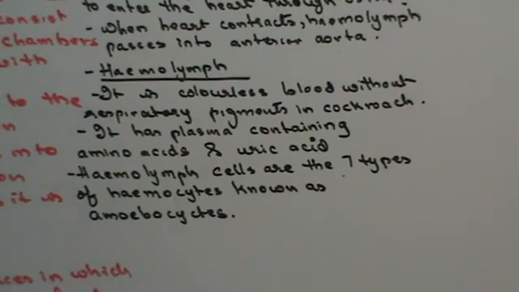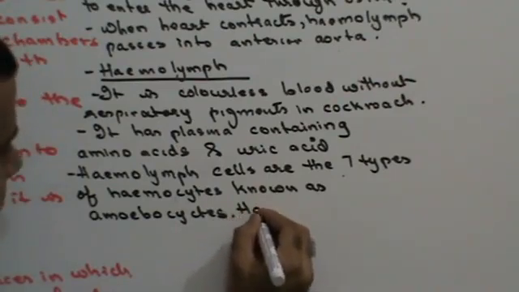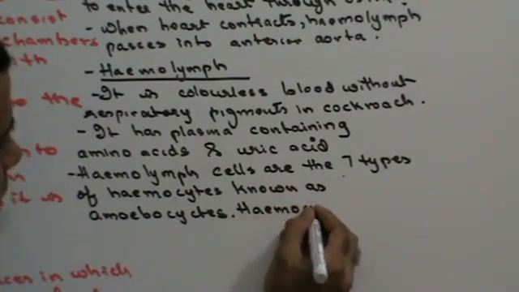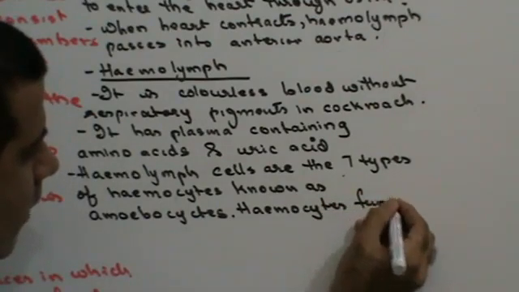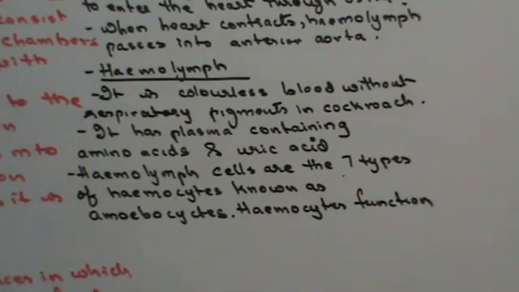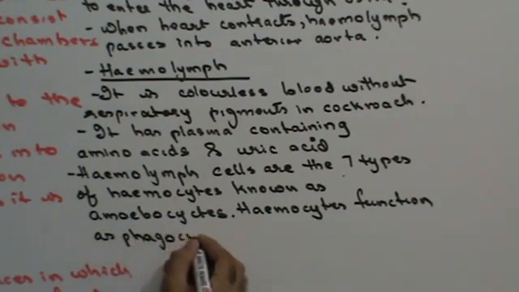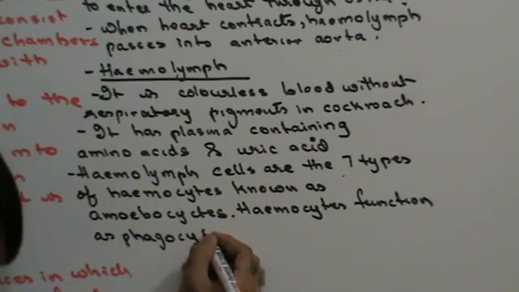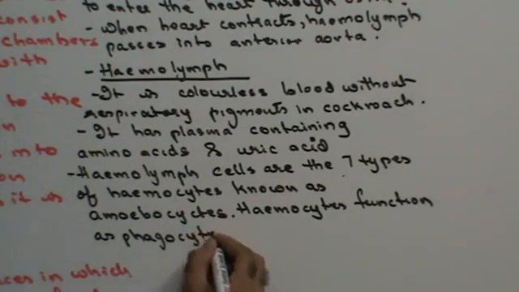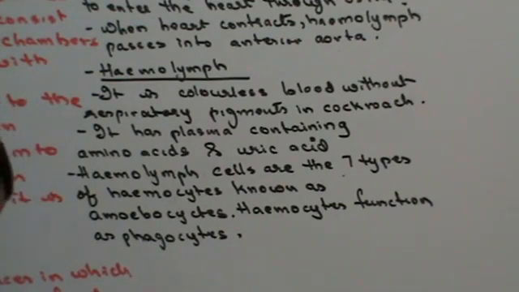Hemocytes function as phagocytes, that is, they can kill the germs. They eat away the germs using pseudopodia.